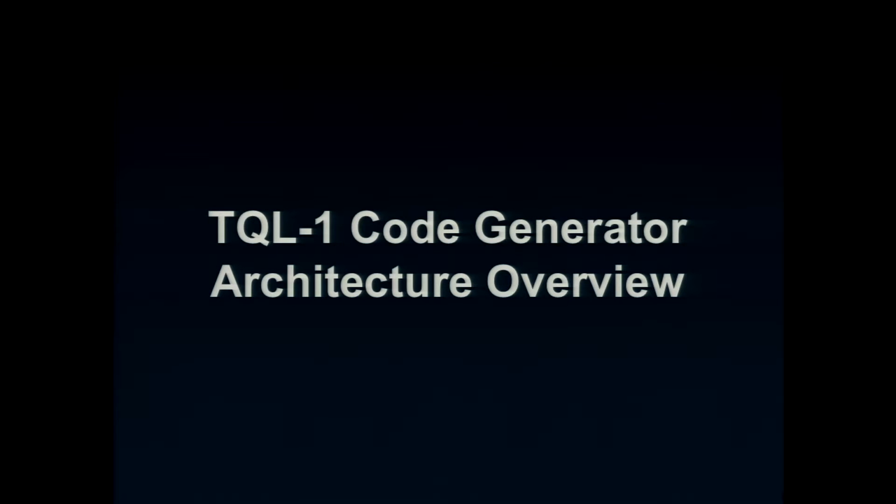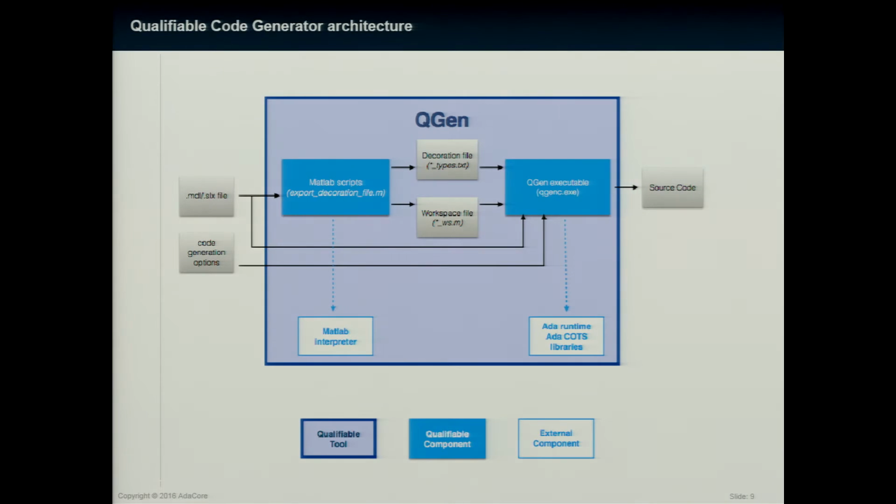So how do we do it, or how will we do it? QGen is AdaCore's automatic code generator. It takes Simulink or Stateflow blocks as inputs and generates source code.